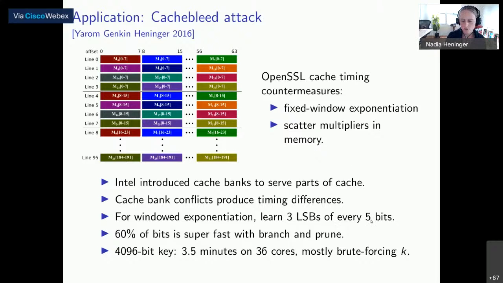And so for windowed exponentiation, this leaked the 3 least significant bits out of every 5 bits of d mod p minus 1 and d mod q minus 1. And this is 60% of the bits correlated, but there were basically only chunks of 2 bits at a time that we didn't know. And 60% is well above 50%, so this is incredibly fast with branch and prune. As a concrete example, a 4096-bit key took 3.5 minutes to recover on 36 cores, and almost all of that time was just running through the 2 to the 16 possible values for the multipliers.